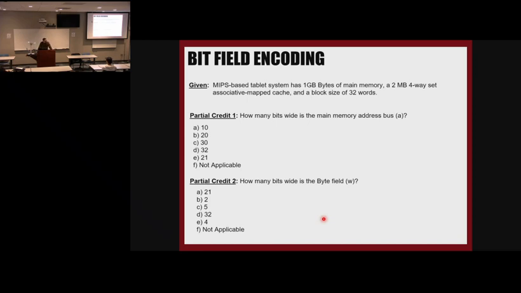So let's calculate the number of bits. How many bits wide is the main memory address bus A? To find that, we have to find the capacity of the main memory, and keep in mind that the main memory is byte addressable. So we want one address for every byte, which means we have to check how many bytes we have in the main memory. It's 1 gigabyte, which is 2 to the 30. So we have 2 to the 30 bytes in the main memory, which means we need 30 bits to address each of these bytes. So the right answer is C. We go for 30.